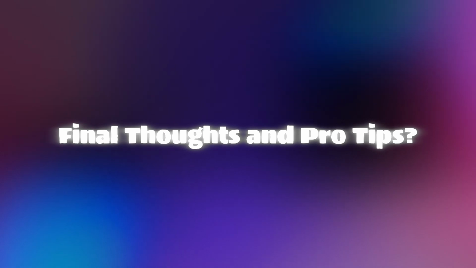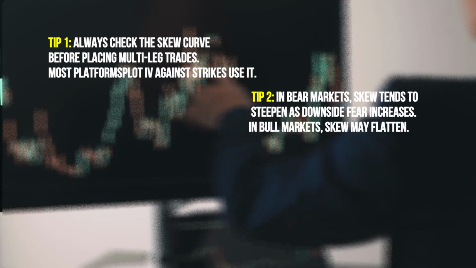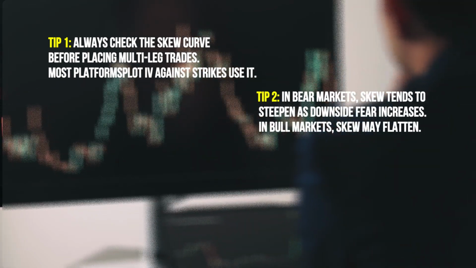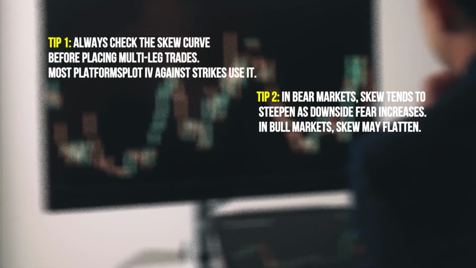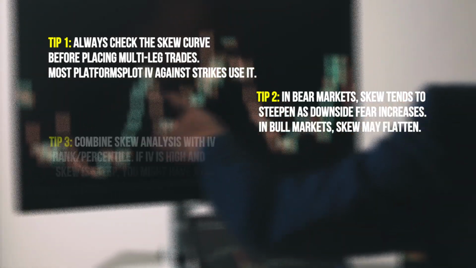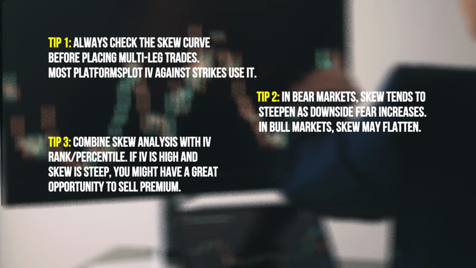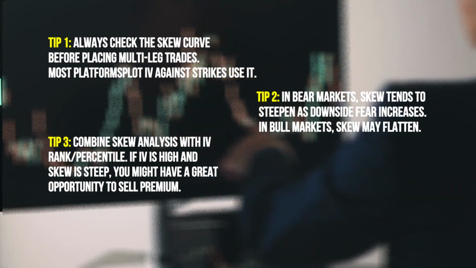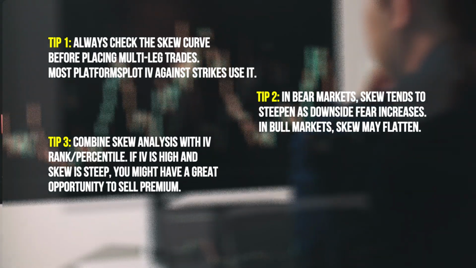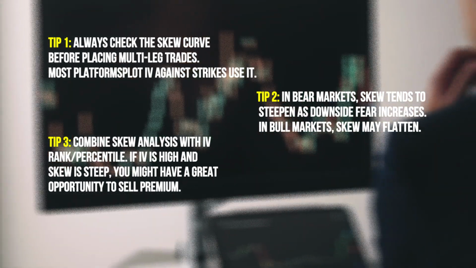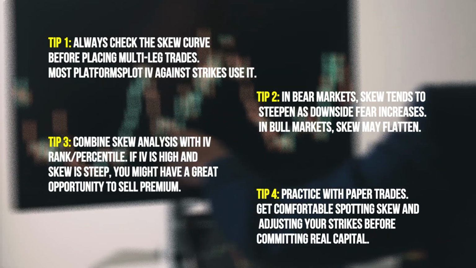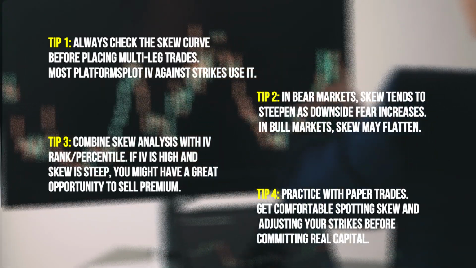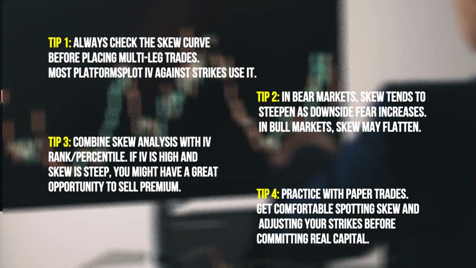Okay, let's wrap it up with some pro tips. First, always check the skew curve before placing multi-leg trades. Most platforms plot IV against strikes, so use it. Second, in bear markets, skew tends to steepen as downside fear increases. In bull markets, skew may flatten. Third, combine the skew analysis with the IV rank or IV percentile. If the IV is high and the skew is steep, you might have a great opportunity to sell premium. Fourth, practice with paper trades. Get comfortable spotting skew and adjusting your strikes before committing real capital.